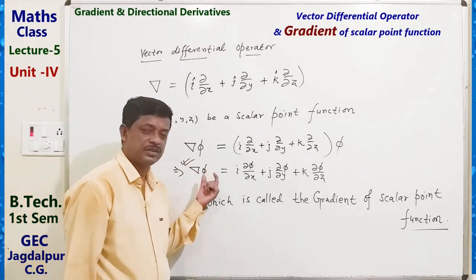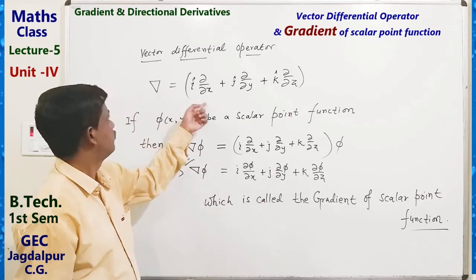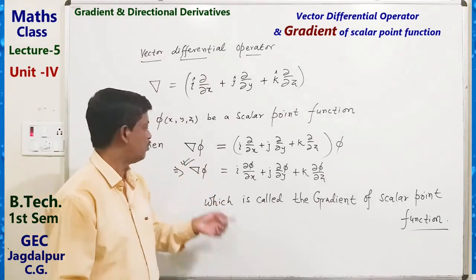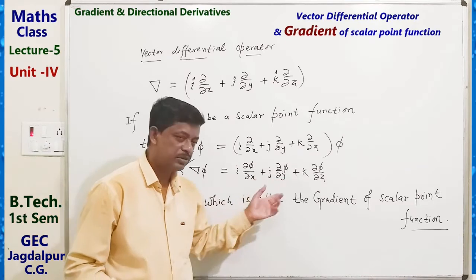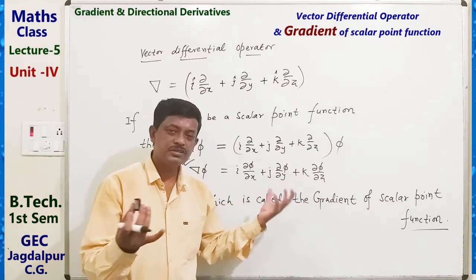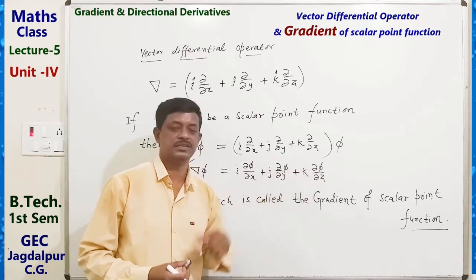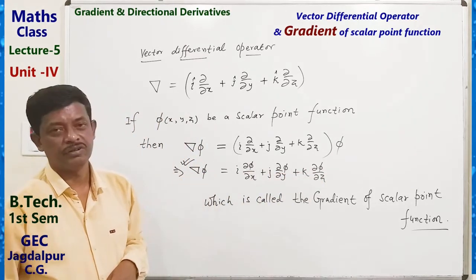Whenever we apply the del operator, this vector differential operator, on a scalar point function, we get a vector quantity because i, j, k is there. That means this is a vector, a function of x, y, z. So this is gradient of phi.